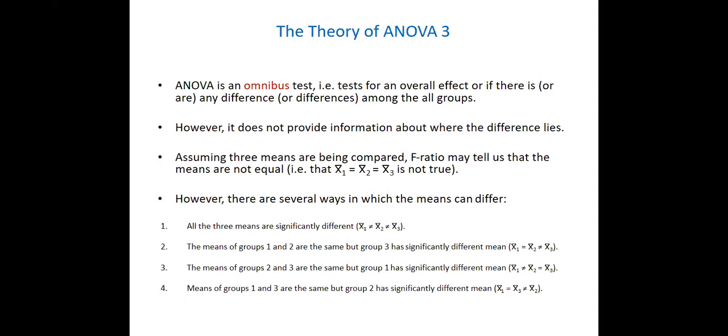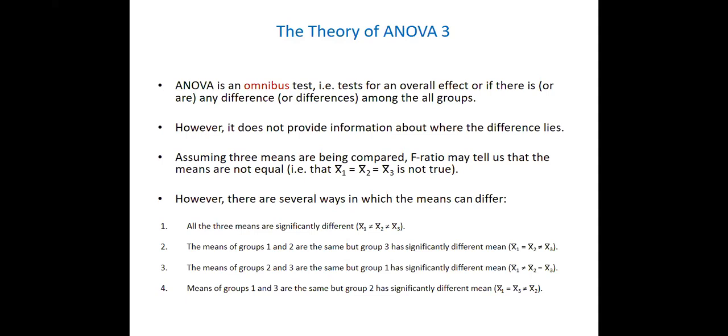Now, however, there are several ways in which means can differ. It just tells you that it's not true, but we don't know. Is it between 1 and 2 or 3? Look at it. All the 3 means may be different. Or the means of 1 and 2 are the same, but group 3 has a significantly different mean. Or the means of 2 and 3 are the same, but group 1 has a significantly different mean.